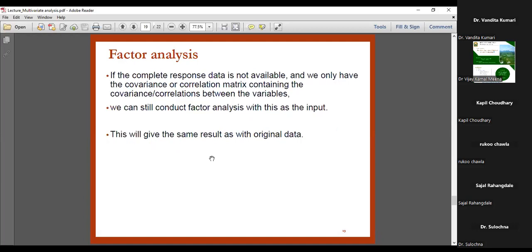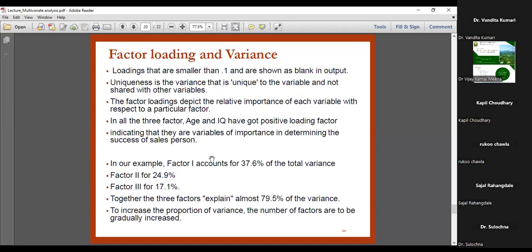Sometimes it can happen that we don't have the complete response and we have only the variance and covariance matrix or correlation matrix. Then also we can still perform the factor analysis, and this will give the same result as the original data set. Again, an important term that I used is factor loadings. Let's first do it in R, then I will explain this slide.